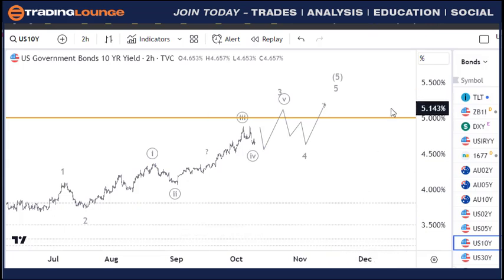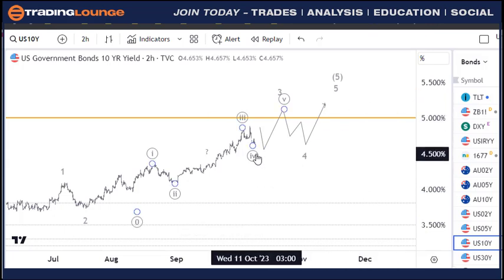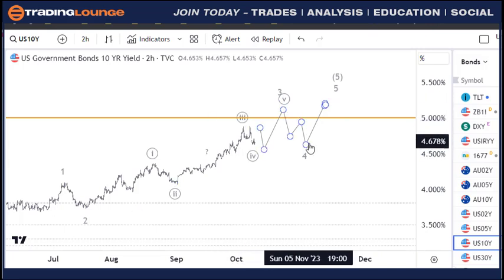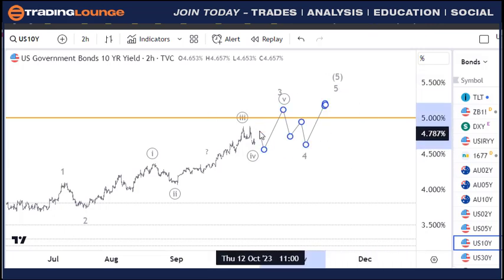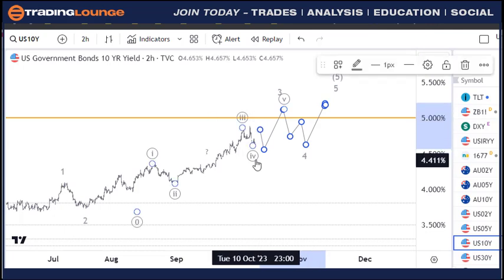So if you can kind of think of this as a zigzag move to finish this off here. Obviously this wave 5 here can take us up to probably 5.30 here, at least, but that's where that is. So the bonds will be doing the opposite. They're pulling back into a wave 4 at the moment.